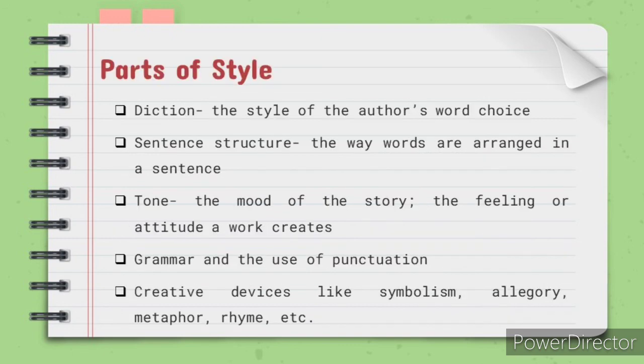Here are some key parts that work together to make up a piece of literature's style. Diction, the style of the author's word choice. Sentence structure, the way words are arranged in a sentence. Tone, the mood of the story, the feeling or attitude a word creates. Narrator, the person telling the story and the point of view it is told in. Grammar and the use of punctuation. Creative devices like symbolism, allegory, metaphor, rhyme, and so on.